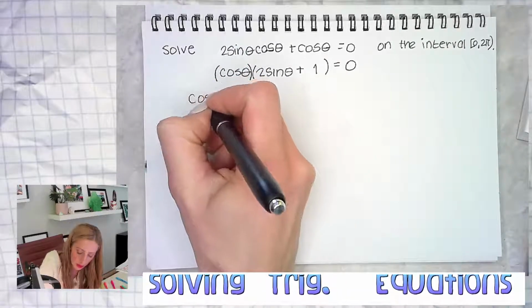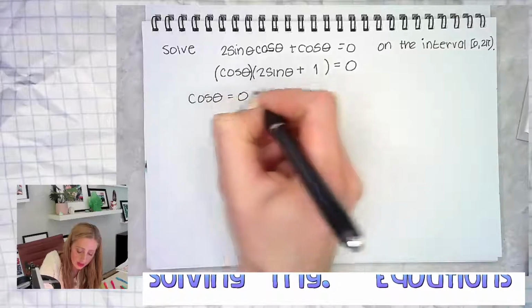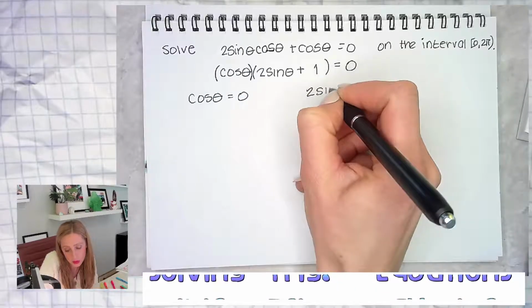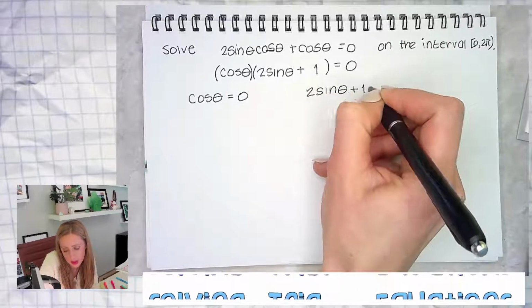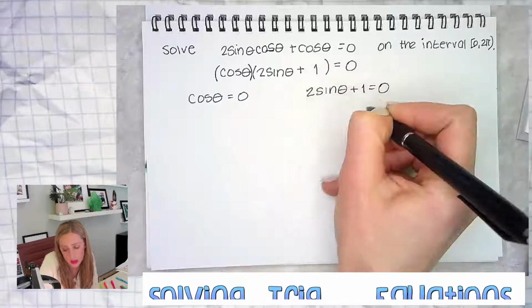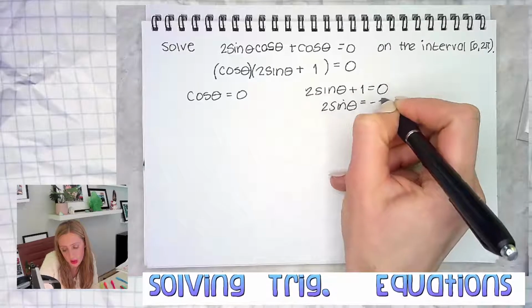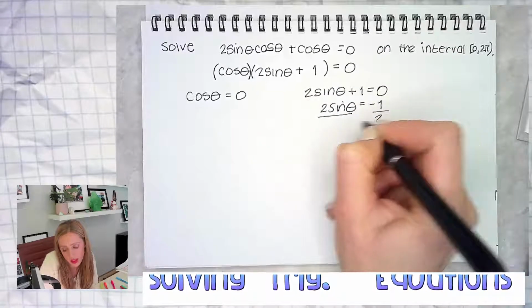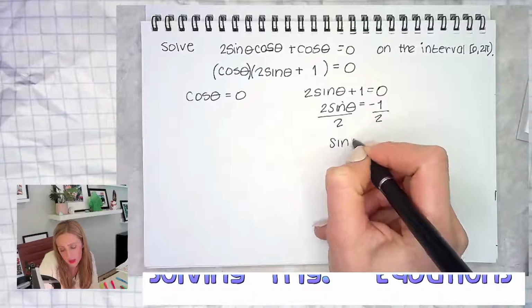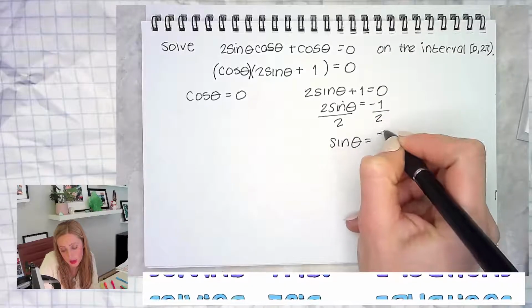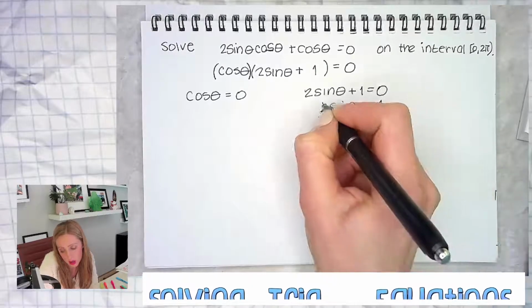So really, we're going to go ahead and set cosine θ equal to 0. And we're going to set 2 sine θ + 1 equal to 0 as well. We're going to subtract 1. And then we're going to divide by 2. We end up with sine θ = -1/2.